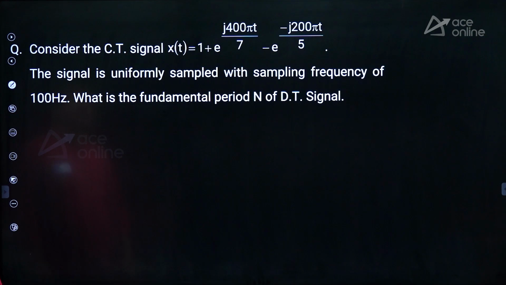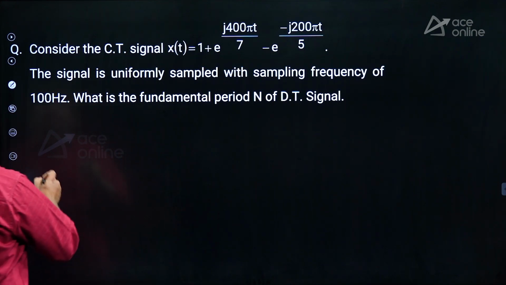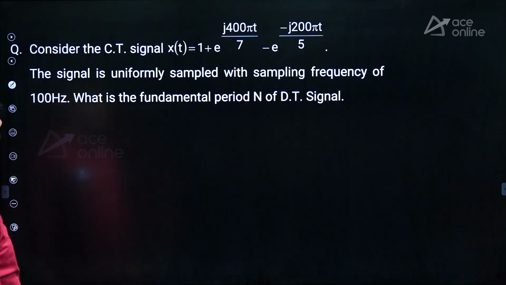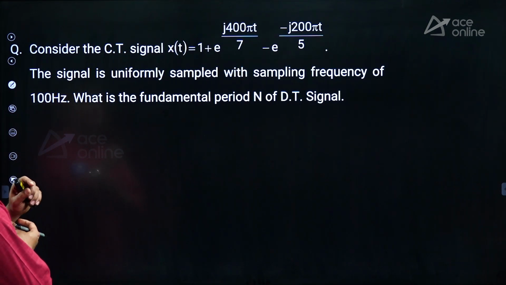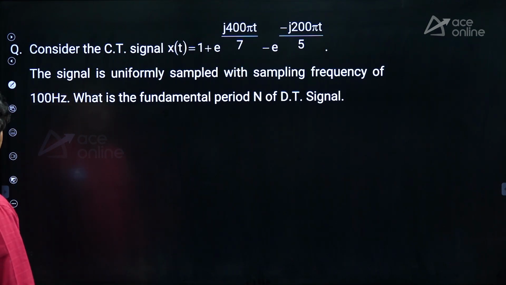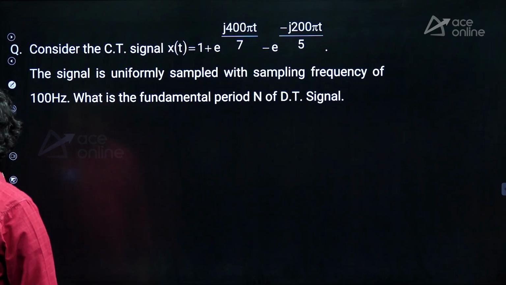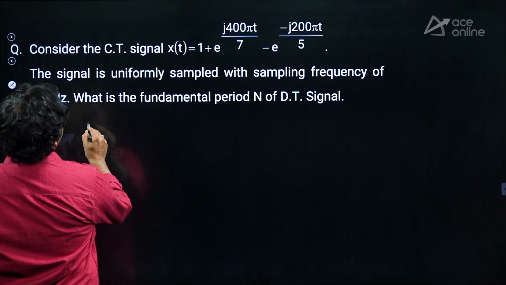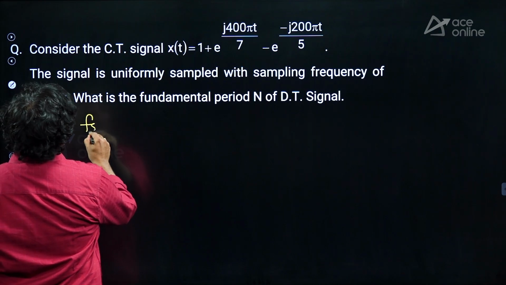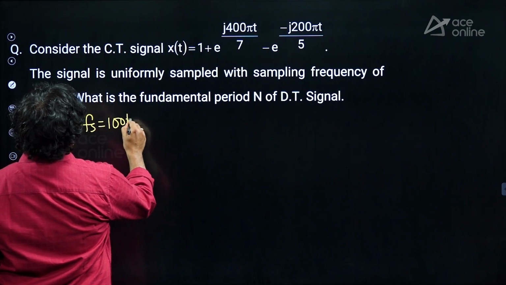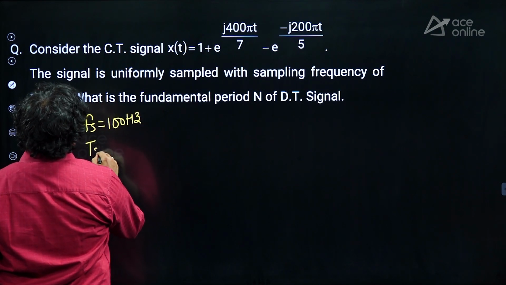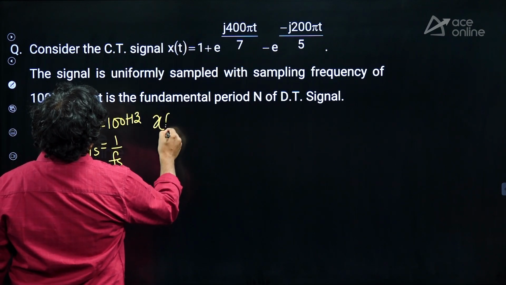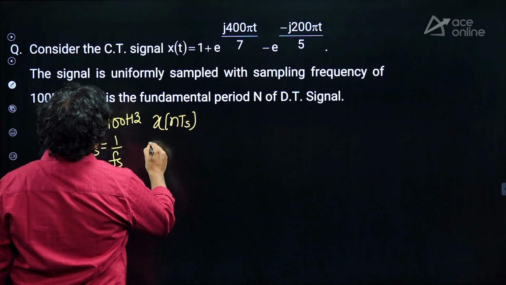Consider the continuous signal. It is given as two complex sinusoids with extra DC. It is uniformly sampled with a sampling frequency of 100 Hz. What is the time period of the discrete signal? How to convert continuous to discrete? t is replaced by nTs. Fs is 100 Hz. Ts is 1 over Fs. Take the discrete form x of nTs.